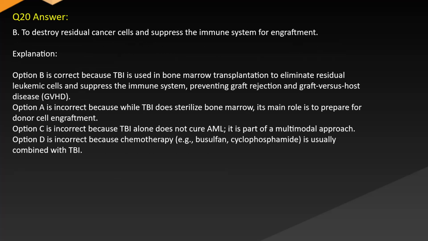Answer: B. To destroy residual cancer cells and suppress the immune system for engraftment. Explanation: Option B is correct because TBI is used in bone marrow transplantation to eliminate residual leukemic cells and suppress the immune system, preventing graft rejection and graft versus host disease (GvHD). Option A is incorrect because while TBI does sterilize bone marrow, its main role is to prepare for donor cell engraftment.